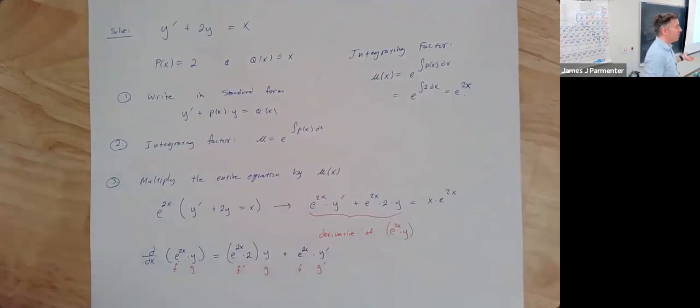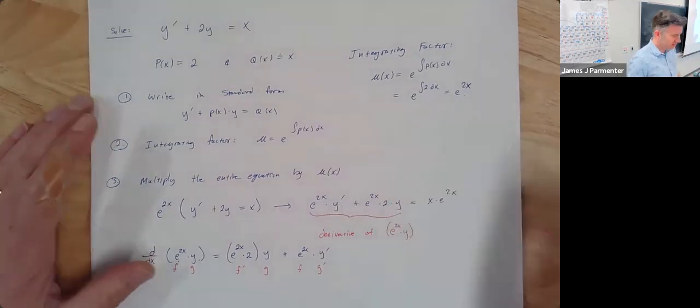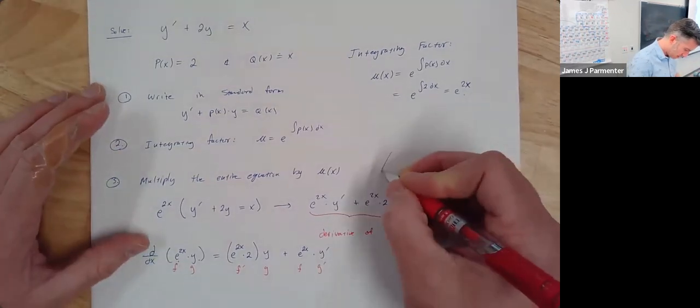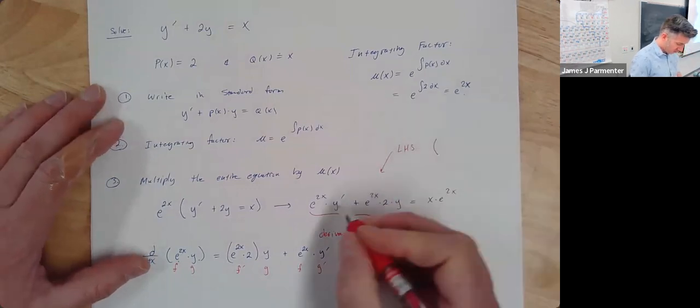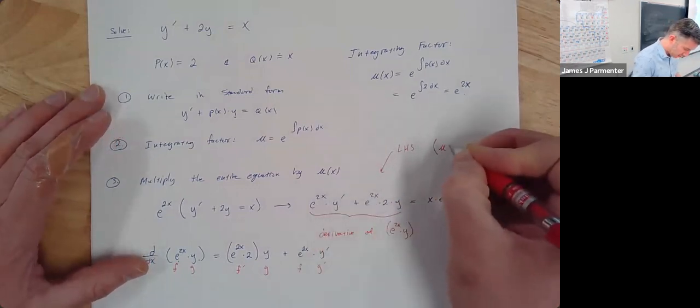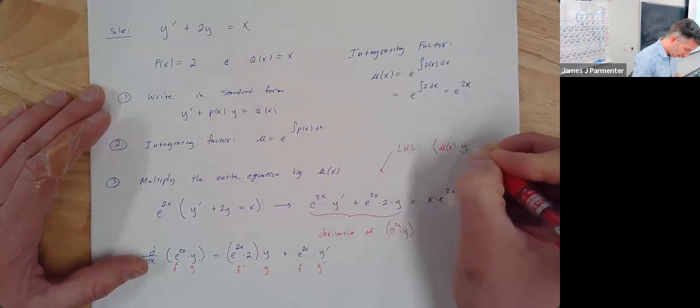So when we multiply both sides by the integrating factor, the left-hand side always turns into exactly the derivative of some product. And very generally, the left-hand side is always just the derivative of your integrating factor times y.